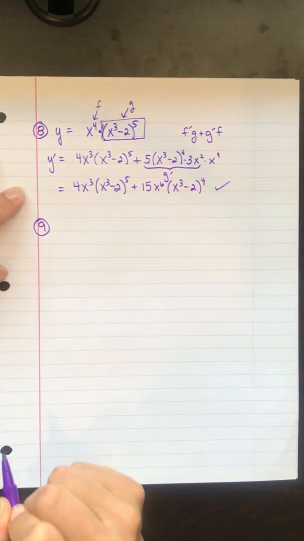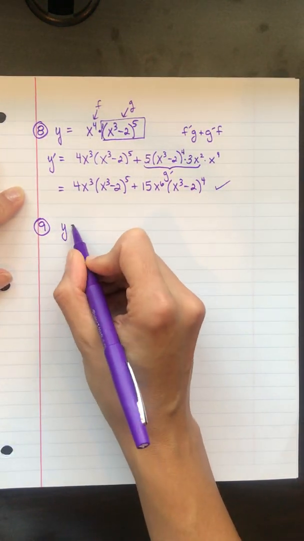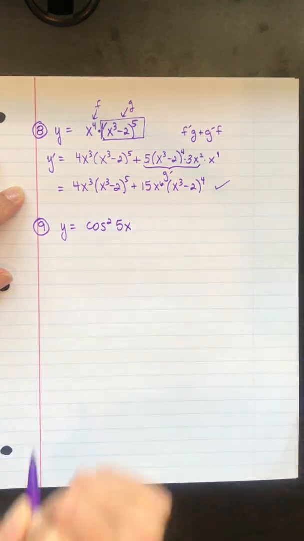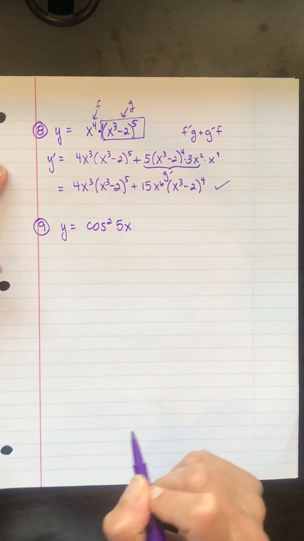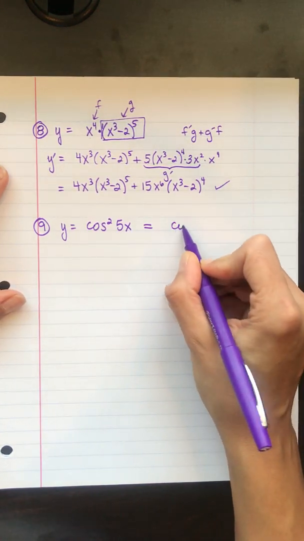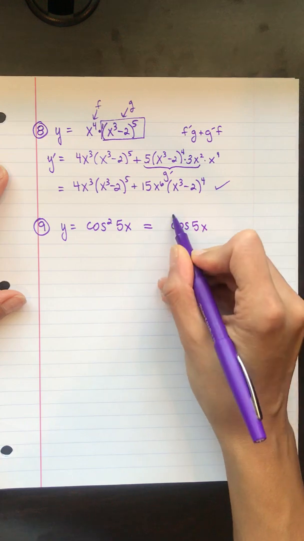Number 9. How about y equals, oh, this is a good one, cosine squared 5x. So first things first, I want everyone to recognize that this problem is actually this problem.